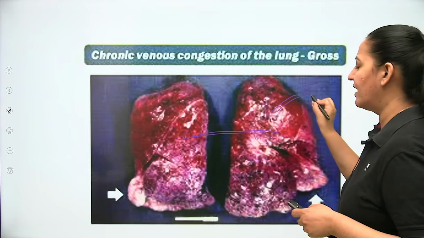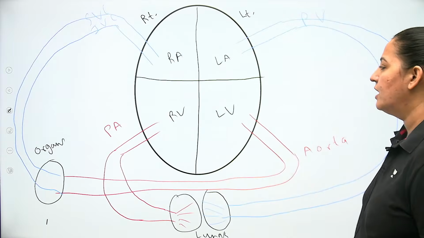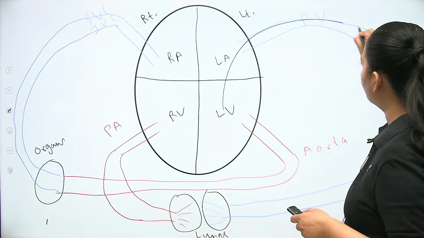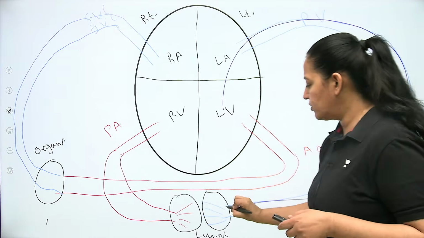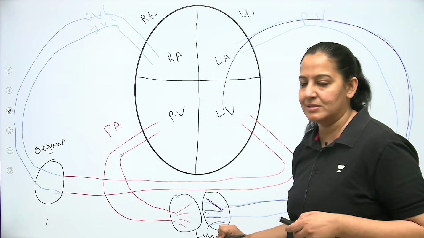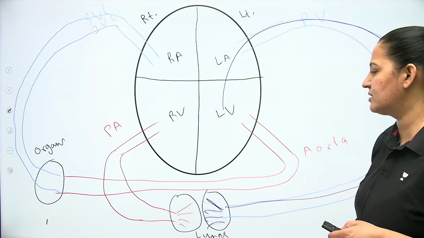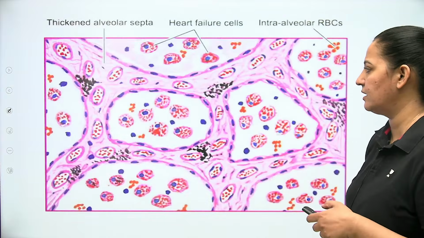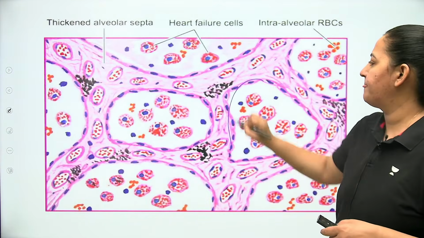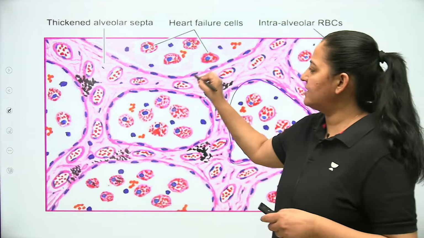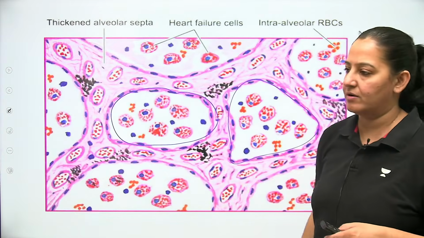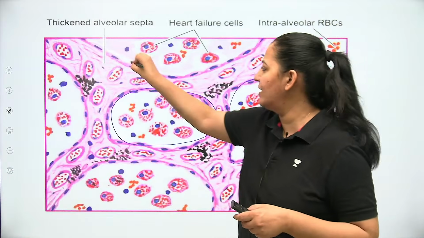If I cut this lung and make a slide, this is the slide. You tell me, what will the lung slide show? Blood is going backward, right? So there is more blood here in the pulmonary capillaries. Can you see, this is a diagram of the lung? This is a diagram of CVC lung. In this diagram, what are these circles? These are alveoli. In the lung, we have alveoli. These are the air spaces. Normally, they contain air.